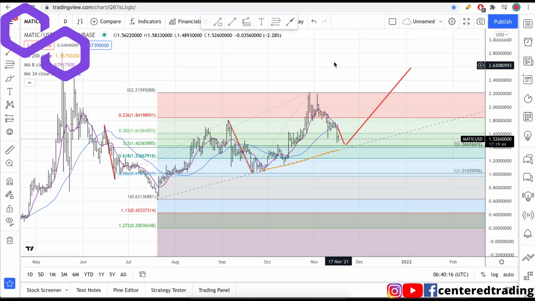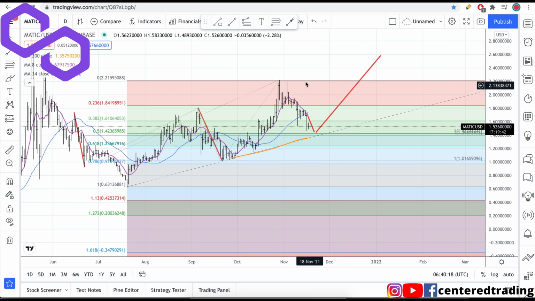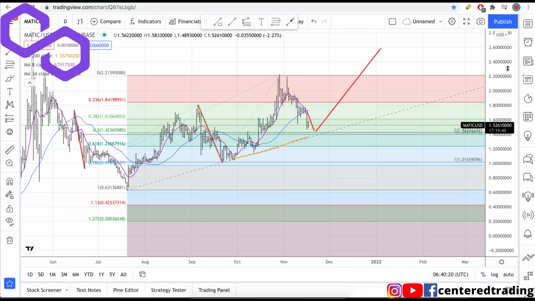Coming back to this chart, I didn't change any of these lines. So we're seeing this pullback, but it's not yet into our three-price relationship. So even at this area, there's nothing to be done. We gotta wait for Polygon to continue to sell off.